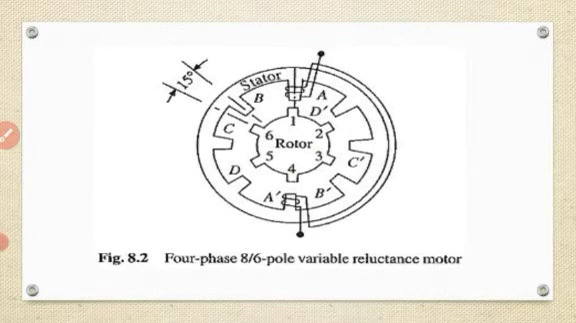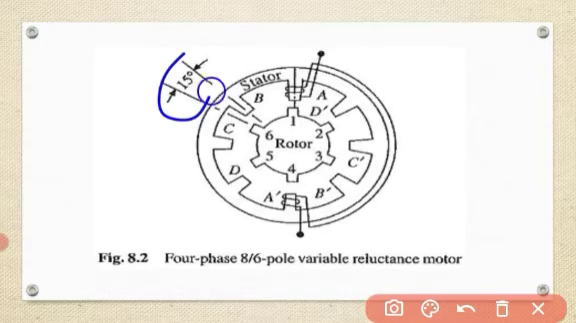So here this is the four phase 8/6 pole variable reluctance motor. If you look at this, it shows a stepping of 15 degrees. When phase A is energized, the rotor turns until a pair of its poles, 1 and 4, is aligned with the axis of phase A. So hence it takes 15 degrees.